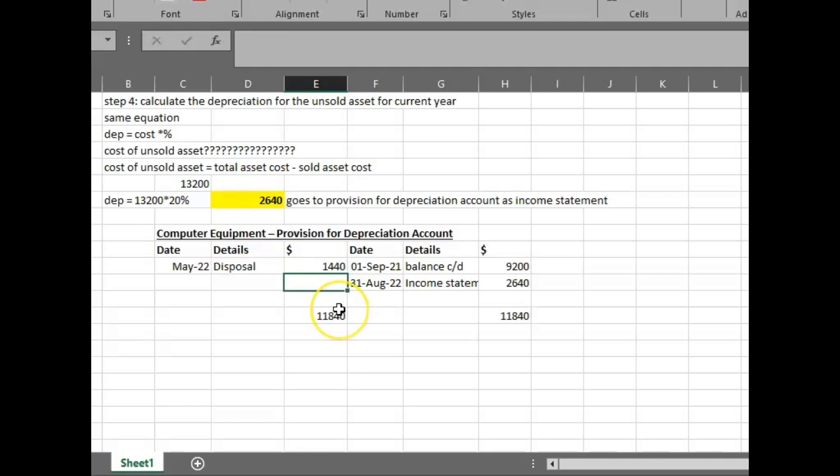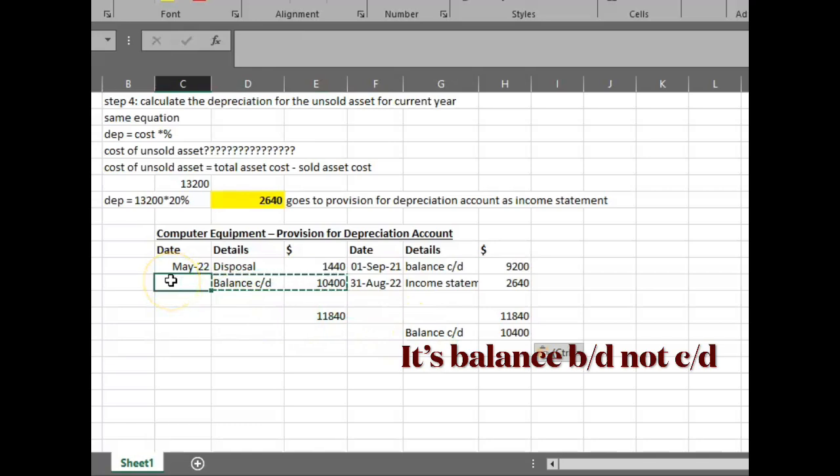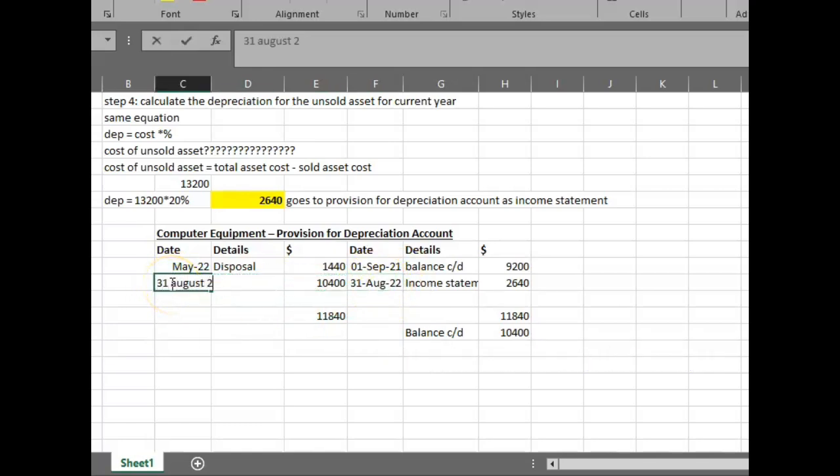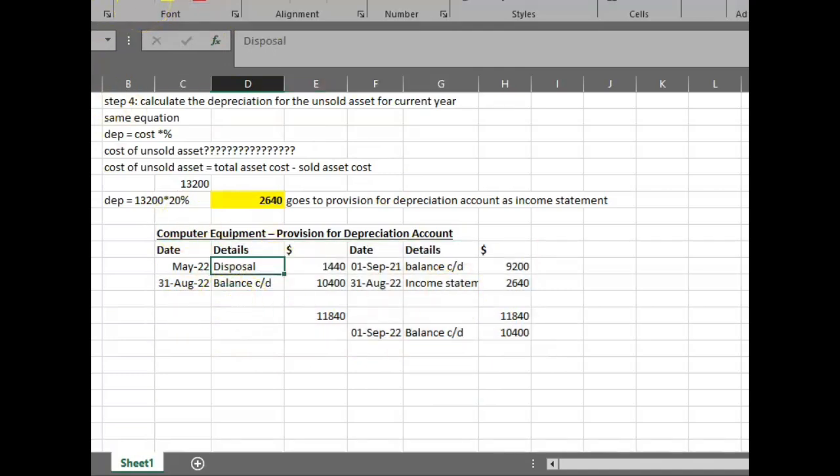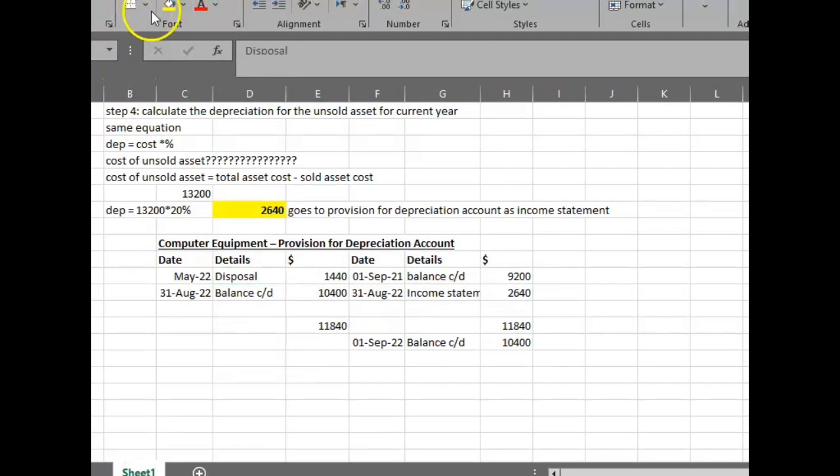1. Find the total on both sides. 2. Enter the higher total on both sides. 3. Find the difference on the lower side. This is called the balance CD. 4. Bring this same balance down to the next year and call it balance BD. The balance CD is dated 31 August 2022, which is the year end. The balance BD is dated 1 September 2022, which is beginning of next year. That completes the provision for depreciation account. Now we can move on to the disposal account before proceeding to Step 5.